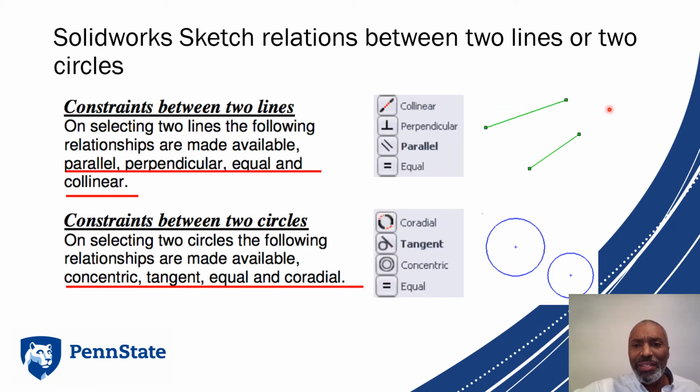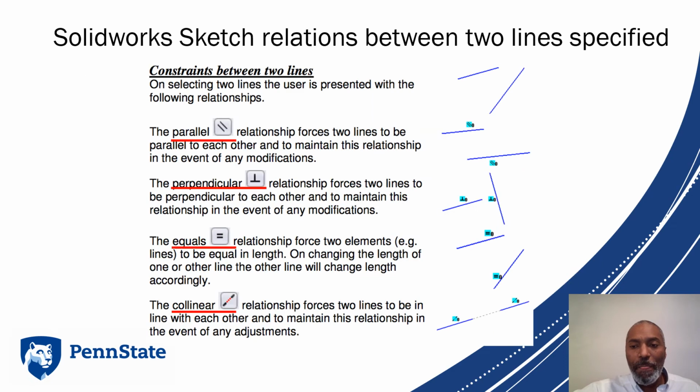And so these are options that we can apply for these two. We can get deeper into the relationships between two lines or two circles. Here we can define them as being parallel, perpendicular, equal, and or collinear if they are between two lines, or if it's between two circles, we have concentric, tangent, equal, and co-radial. So what do those mean?